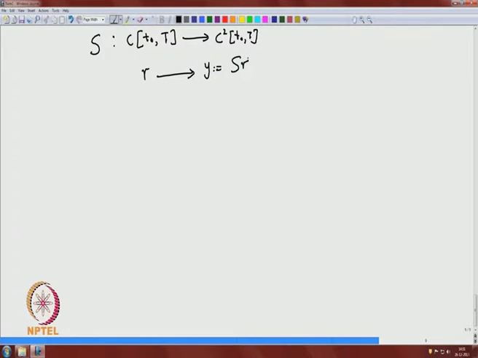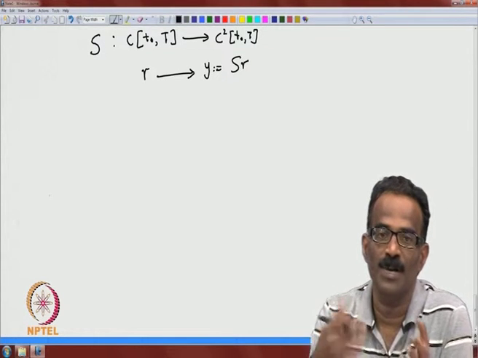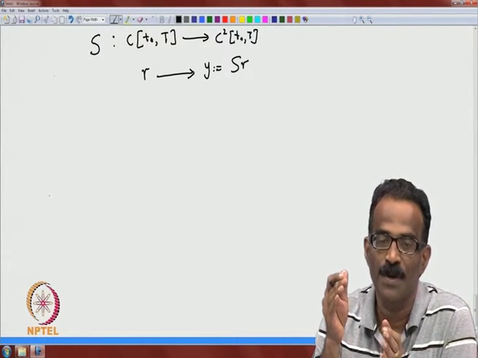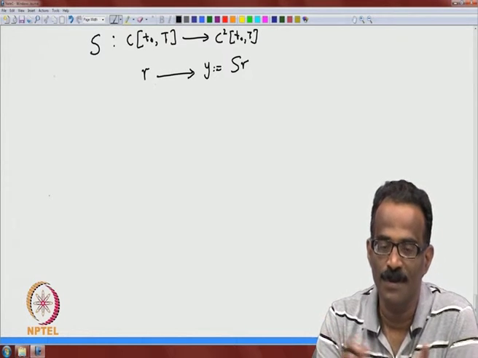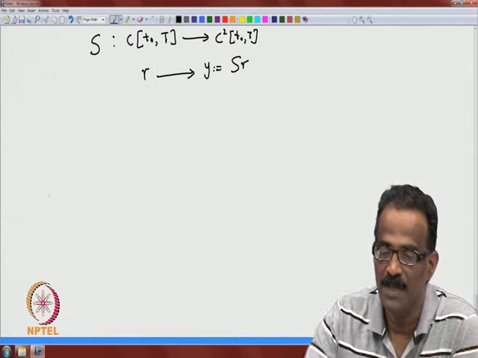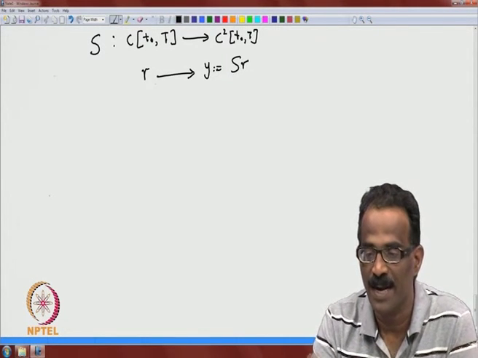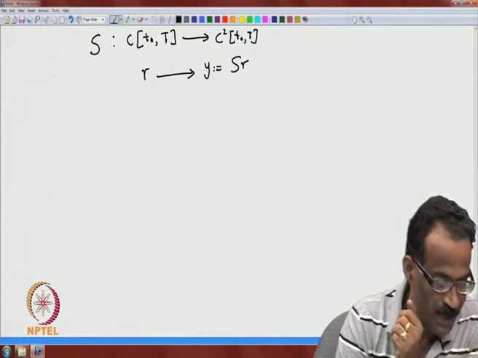If you put initial conditions, you know that there is a solution. In particular, if you put conditions y of 0 equal to 0 and y prime of 0 equal to 0, this S will be linear. If you put other conditions, you will not get linearity, but that is okay. With those conditions, you basically have linearity. You are trying to invert this kind of equation.